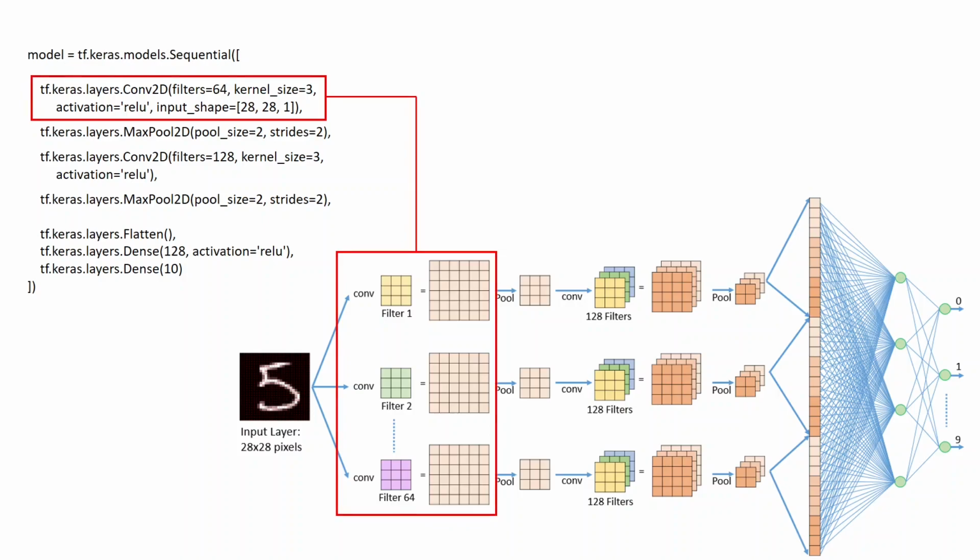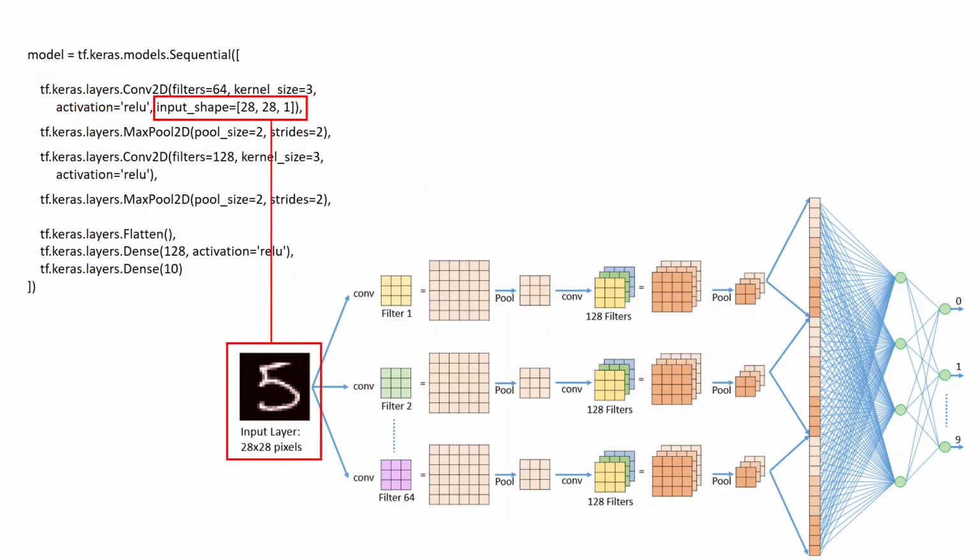The code in the red box is the first convolution layer, as you can see by the red box in the network picture. As you can see from the code, this network has 64 filters in the first layer. Kernel size equals 3 means that each filter is 3 by 3 pixels in size. The activation function for this layer is ReLU. Each MNIST image is 28 by 28 pixels, so our input shape is 28, 28. Since the MNIST images are also black and white, each pixel has only one value. This is why the input shape is described as 28, 28, 1. If these were color images, then the last number would be 3 instead of 1.